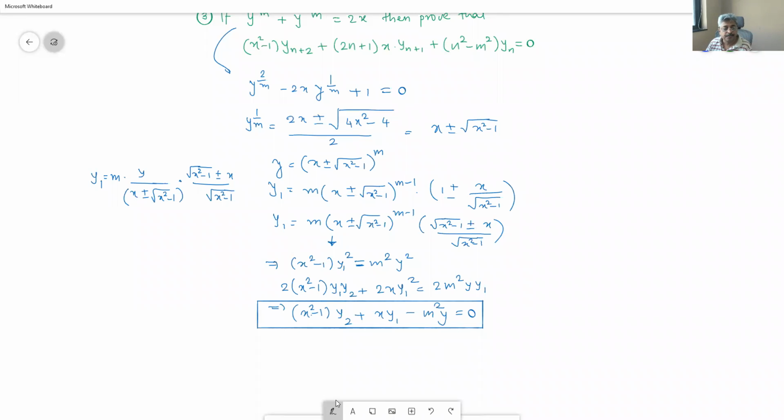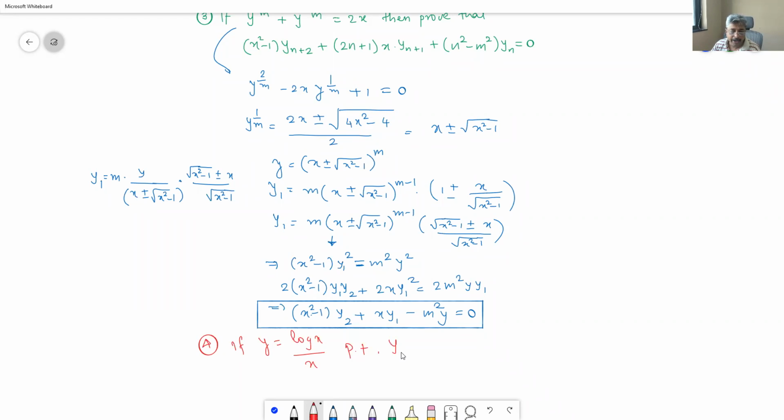Question number 4. If y is equal to log x upon x, prove that yn is equal to minus 1 raised to n factorial divided by x raised to n plus 1, inside bracket log x minus 1 minus half minus 1/3 minus dot dot dot minus 1 by n. Take your time.